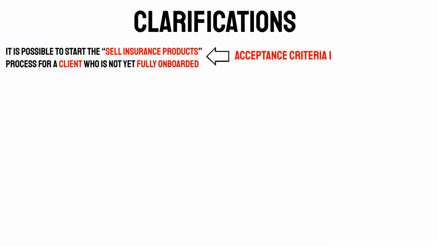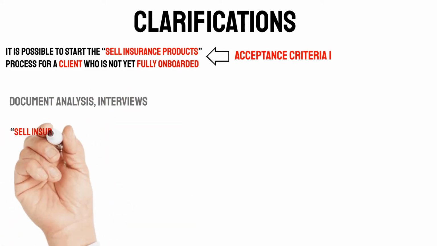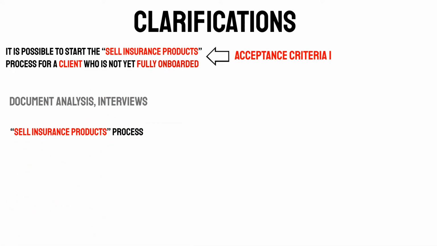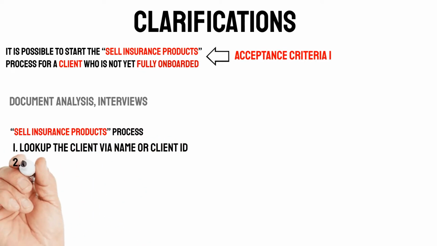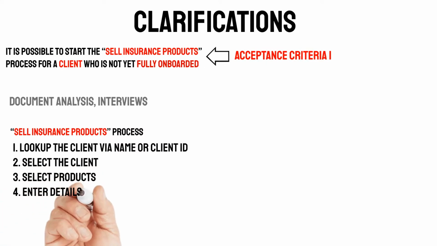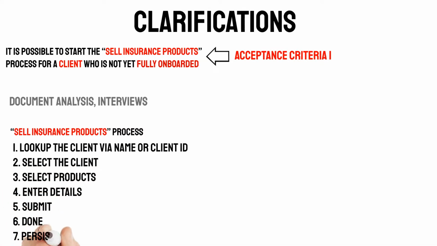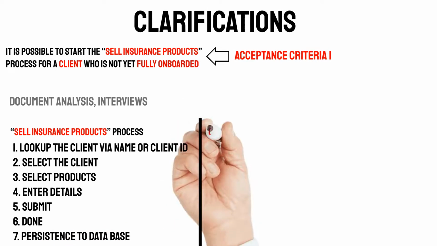By having document analysis and also interviews, we can get the answers to these questions. The sell insurance products process, after having an interview, could be, for example, that you look up the client via a name, then select the client, select the products, enter details, submit it, and then you're done. Right, so we have a persistence to the database. This could be the process.